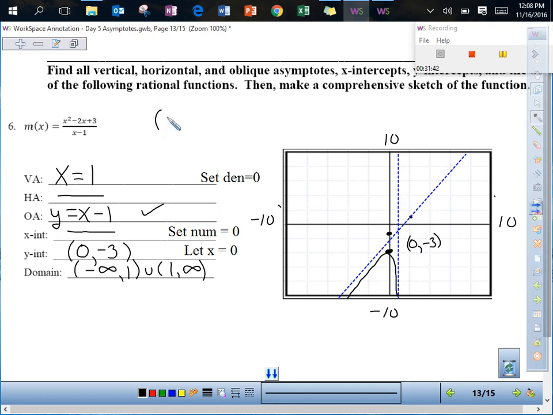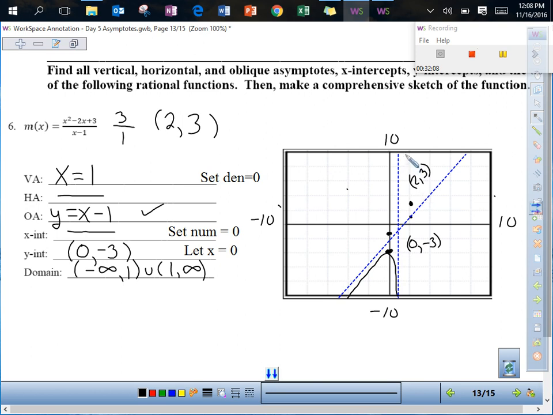I'm going to let x be 2, and I'm going to run 2 through this equation here. So I'm going to go 2 squared is 4, minus 4 is 0, plus 3, so I'm going to have 3 over 2 minus 1 is 1. So I'm going to go through the point 2, 3. Over 2, up 3, right there is my point 2, 3. And I have everything I need.